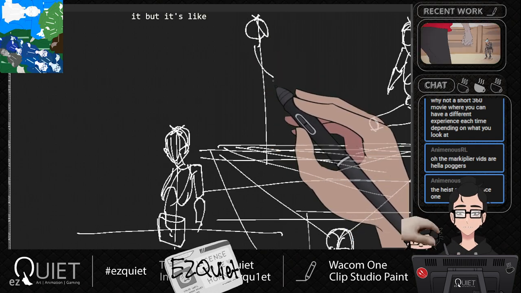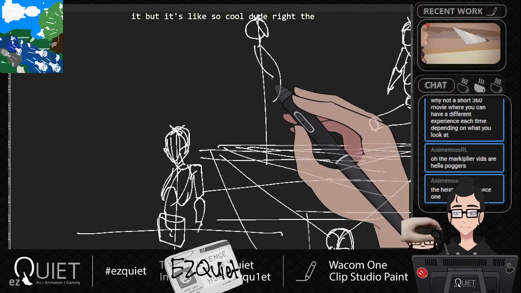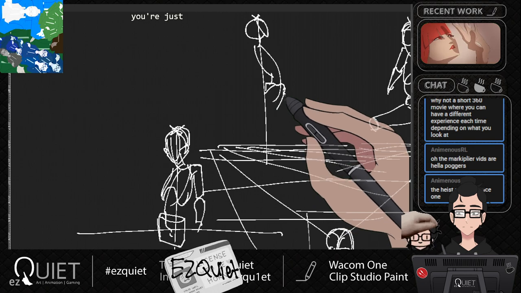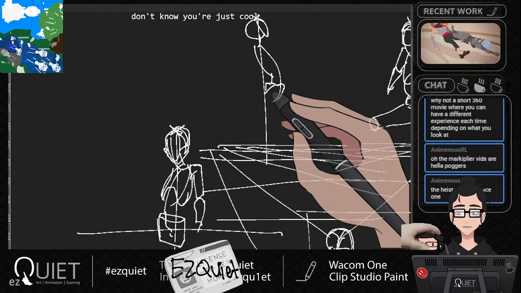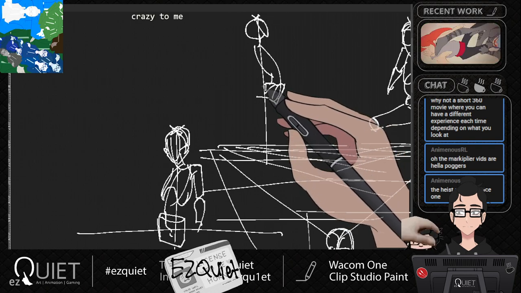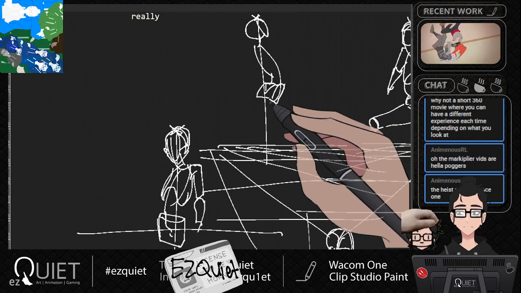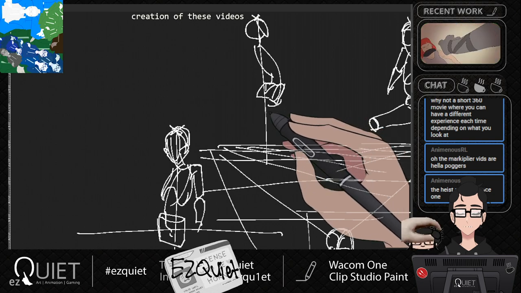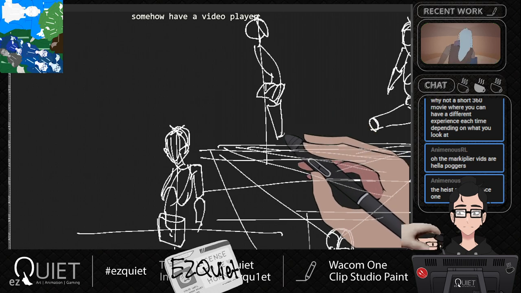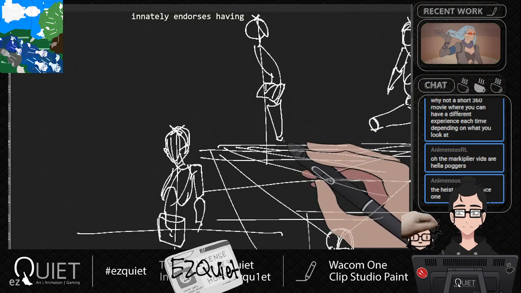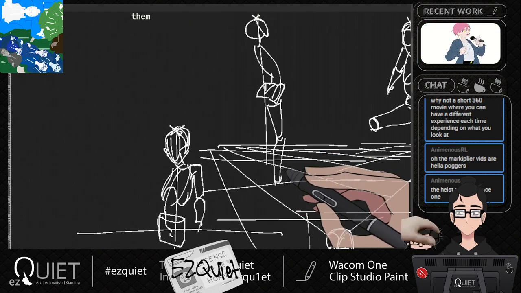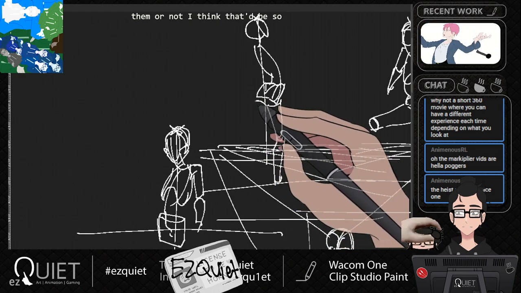But it's so cool. Dude, right? The heist, the space one. Oh, it's so cool. And they're just more interactive. They're just cool stuff. I think we should do more of them. And what's crazy to me is YouTube doesn't really endorse it. YouTube doesn't endorse the creation of these videos. If you could somehow have a video player that actually innately endorses having the option to play certain scenes based off of you clicking on them or not, I think that'd be so cool, right?